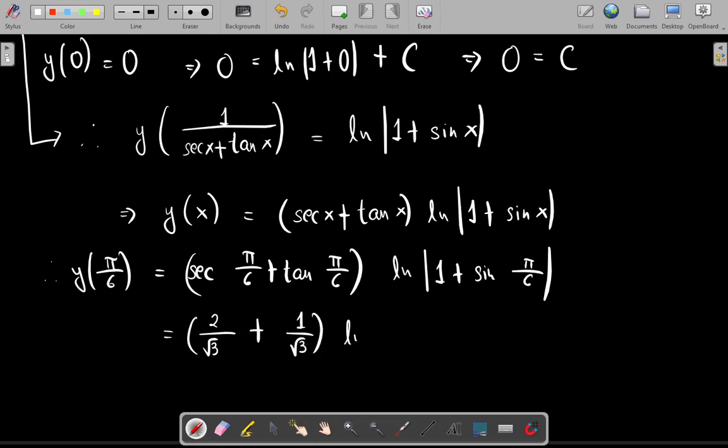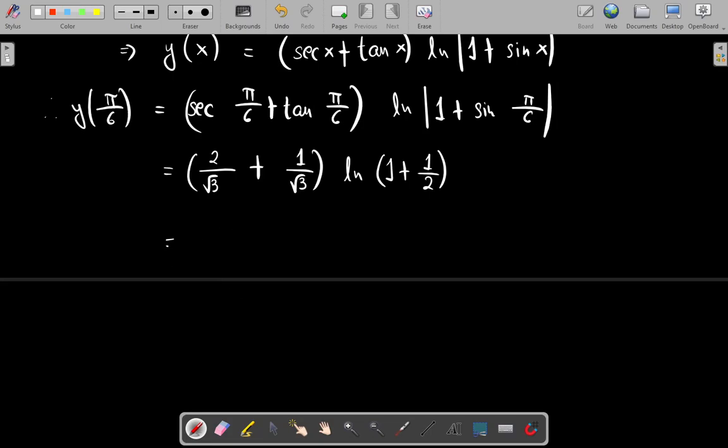Okay, and now 1 plus sine pi upon 6 is half, right? So this becomes 1 plus half. I remove the mod here because 1 plus half is 3 upon 2, so this is a positive number already. I don't need the modulus. So this becomes 2 plus 1 is 3, 3 upon root 3 times ln of 1 plus half, which is 3 by 2. So again 3 upon root 3 will become root 3, right? So this becomes root 3 times ln 3 upon 2. So this is the final answer.